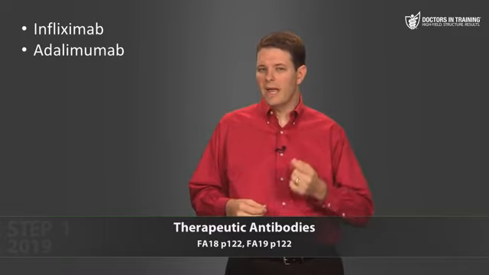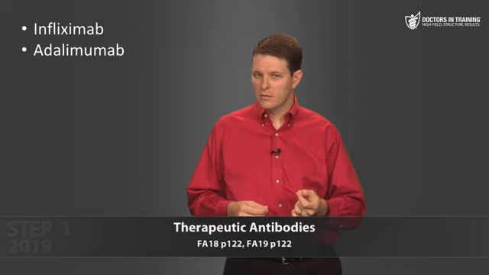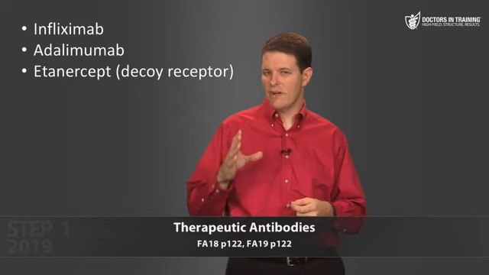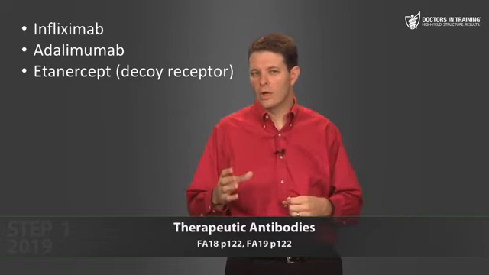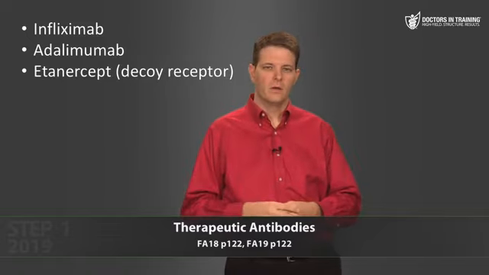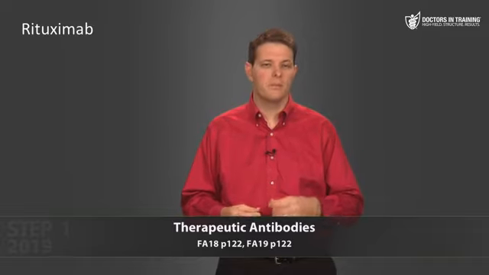And then there was one anti-TNF-alpha drug that was not a monoclonal antibody. Remember what that was? Etanercept. Etanercept's a protein that mimics the TNF-alpha receptor, so it binds up all the TNF-alpha. It's called a decoy receptor. Etanercept, decoy receptor. Rituximab is a monoclonal antibody that binds to CD20, which we said was a B cell marker.